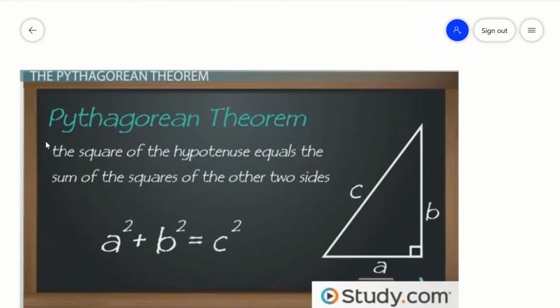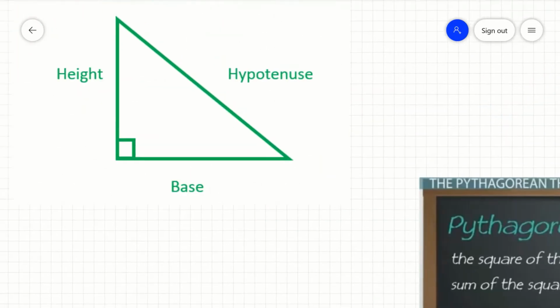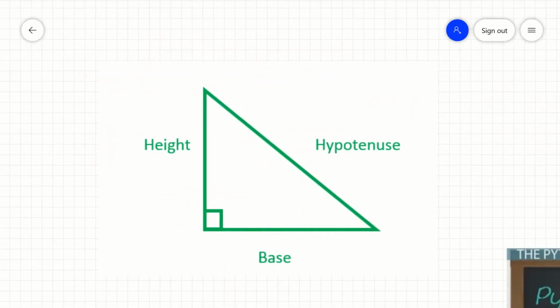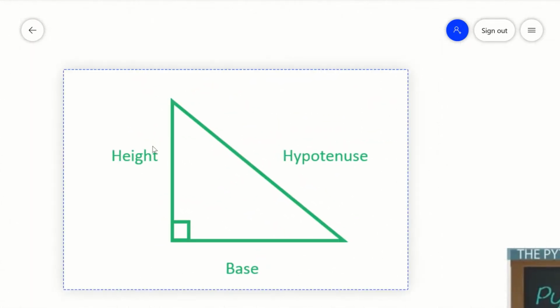Pythagoras Theorem: the square of the hypotenuse. Hypotenuse is the largest side in the right angle triangle, equals the sum of the squares of the two sides, which is the squares of the height and the base. You can easily find it out through this diagram.